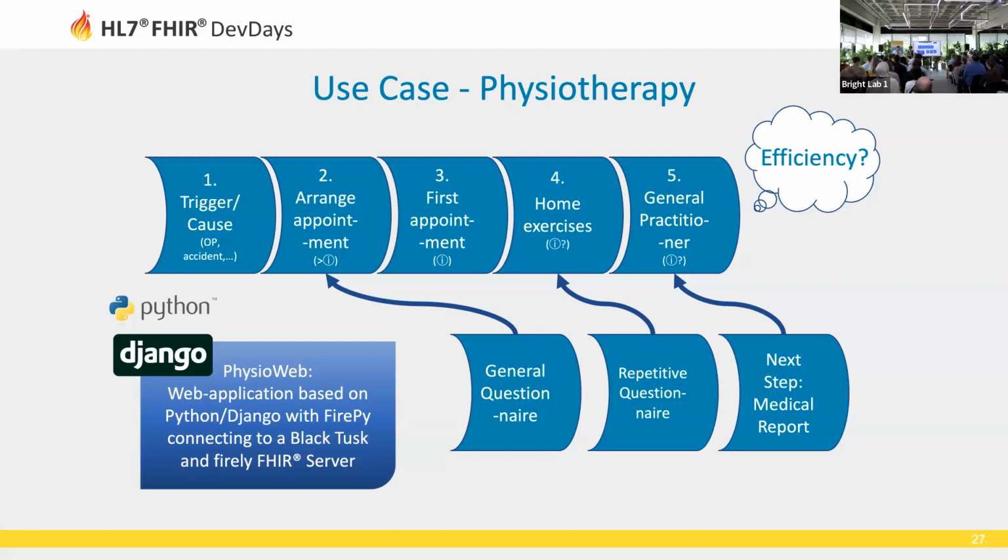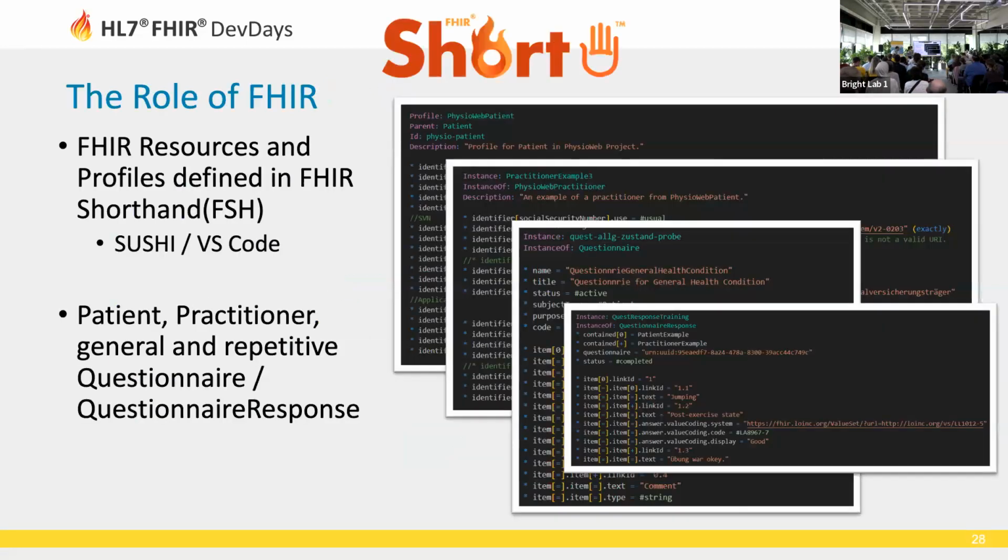So the PhysioWeb application is based on Python and Django. Django is a template-oriented framework. It's really cool because you can integrate the FHIR profile with the narratives and everything in the template directly and display it. And oh my God, the shorthand, you don't see it, I'm so sorry.